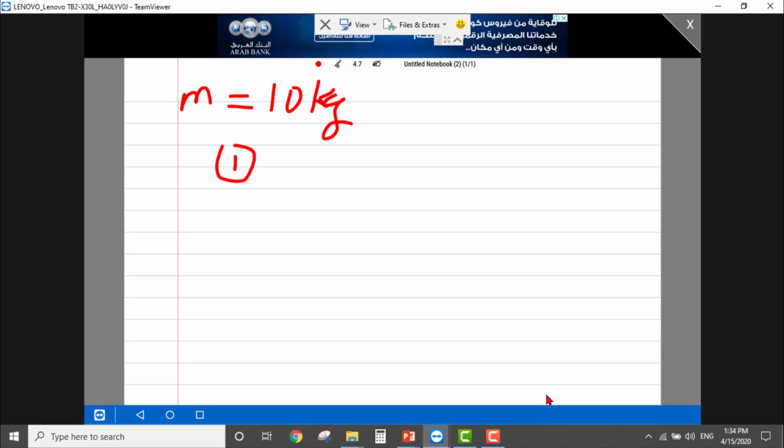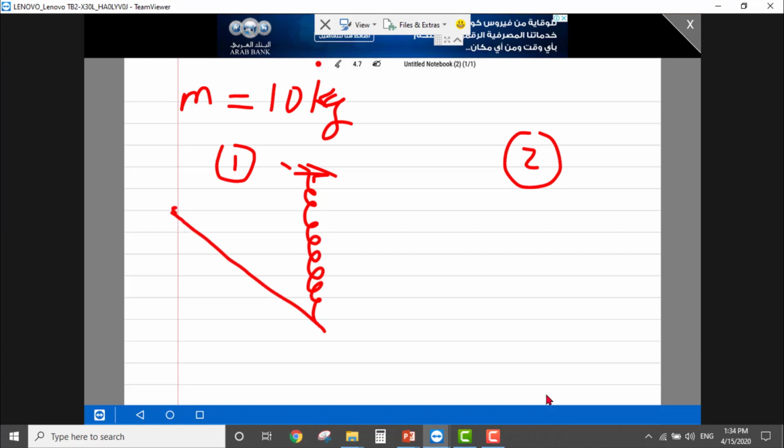State 1, and here we have state 2. In state 1, what do we have? We have this spring, and here is the rod location. This is point A, and here we have point B, and it starts from rest.